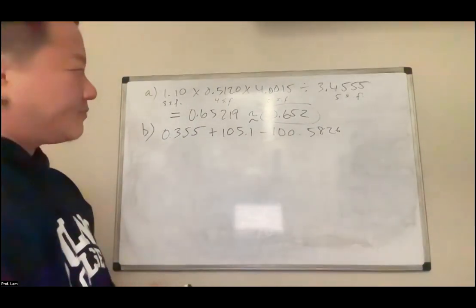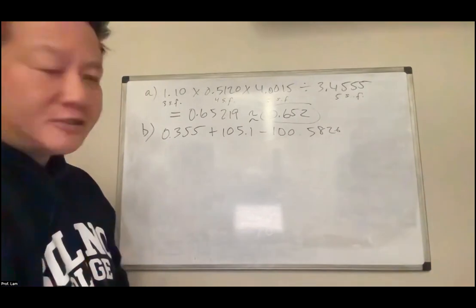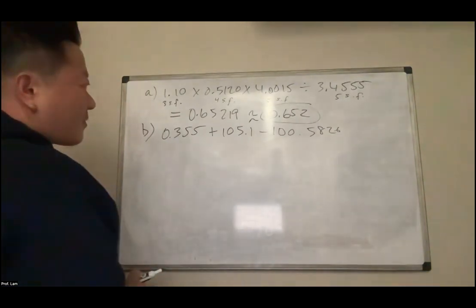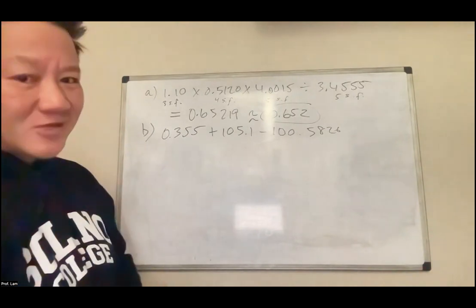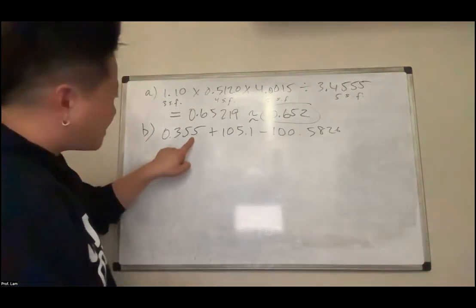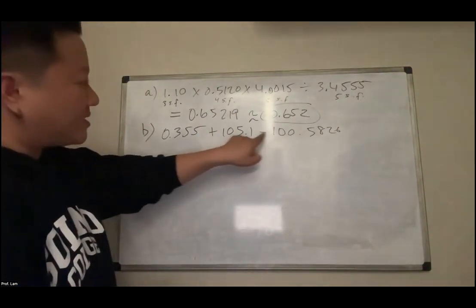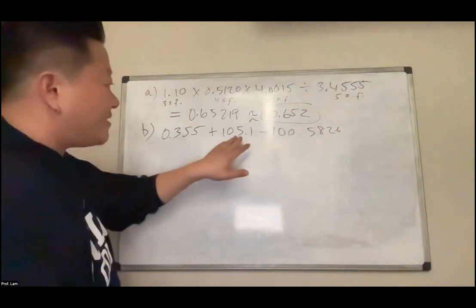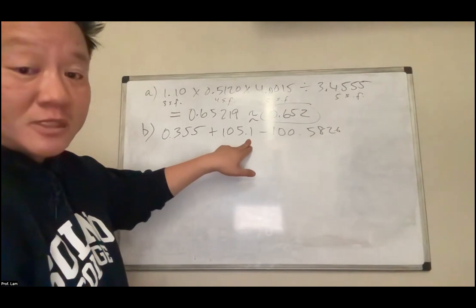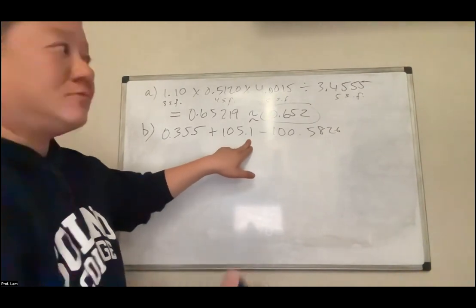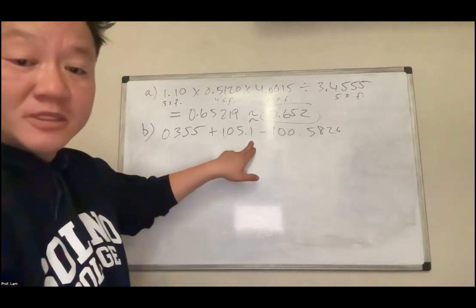I'm only adding and subtracting, so I'm going to go by the number with the fewest decimal places. This one has 3 decimal places, this number has 1 decimal place, and this one has 4. Obviously, we need to round to this number because it only has 1 decimal place. And how do we round? Well, obviously, to 1 decimal place.